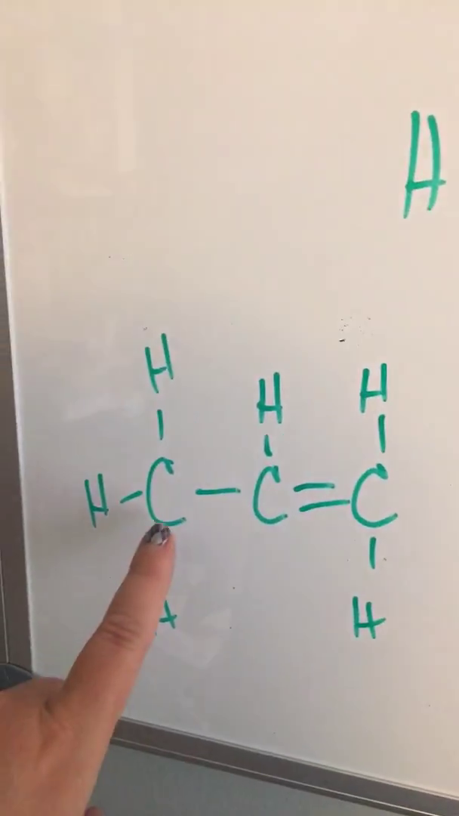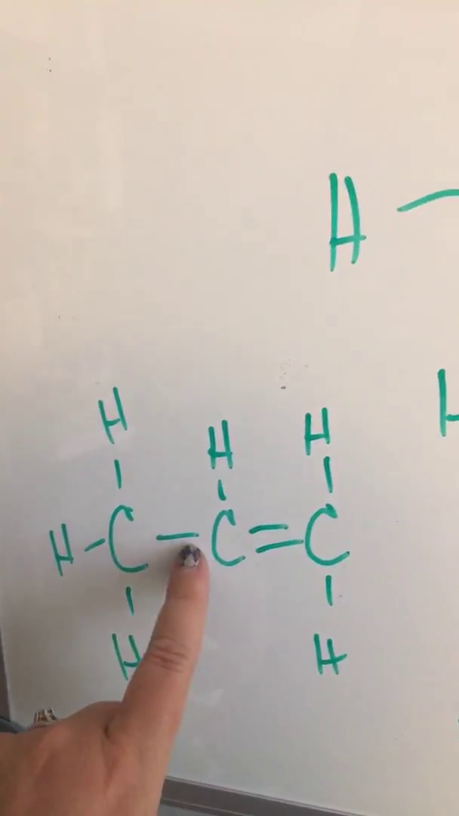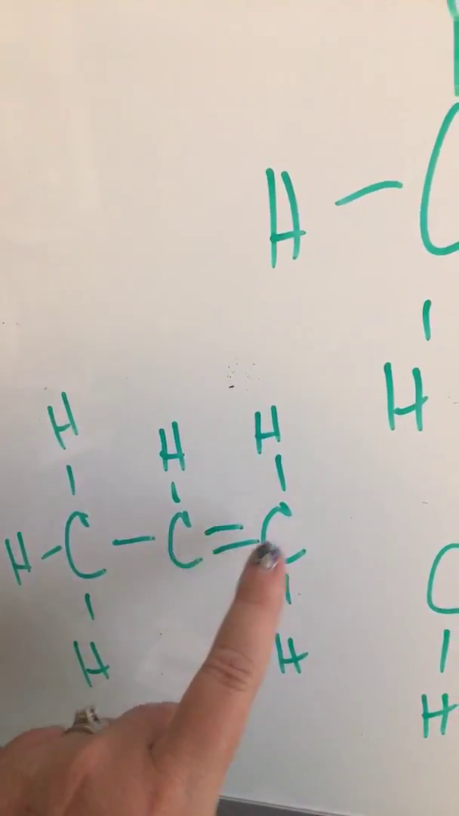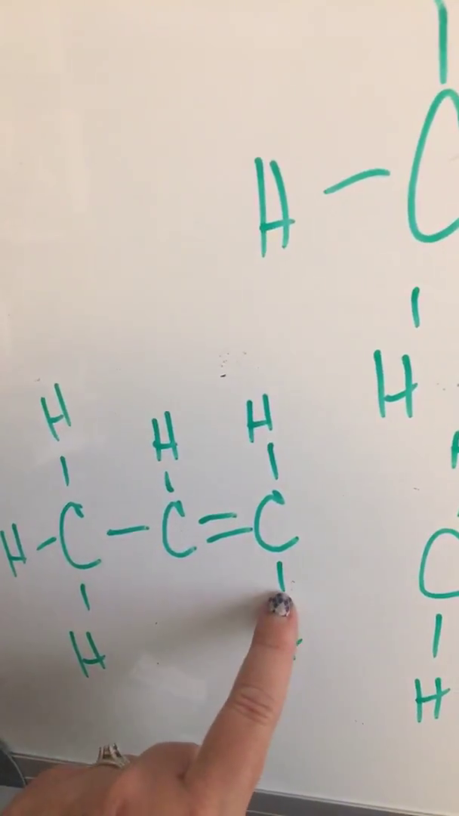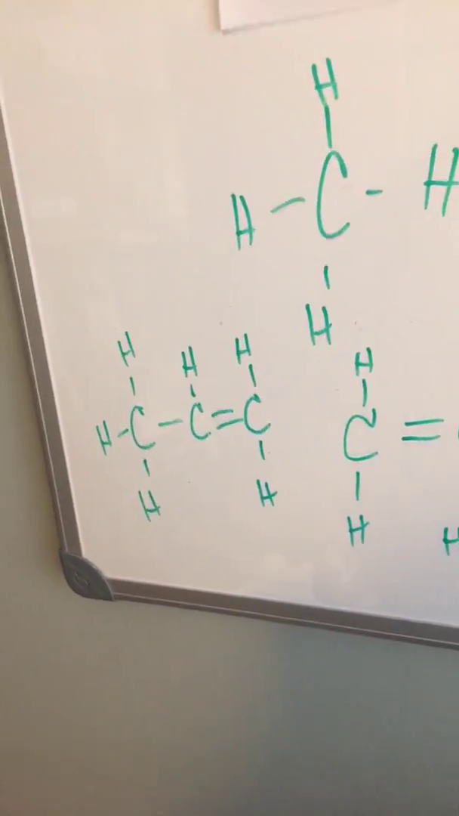Then if we look over here, again we have 1, 2, 3, 4. So just remember that carbon has 4 bonding areas.